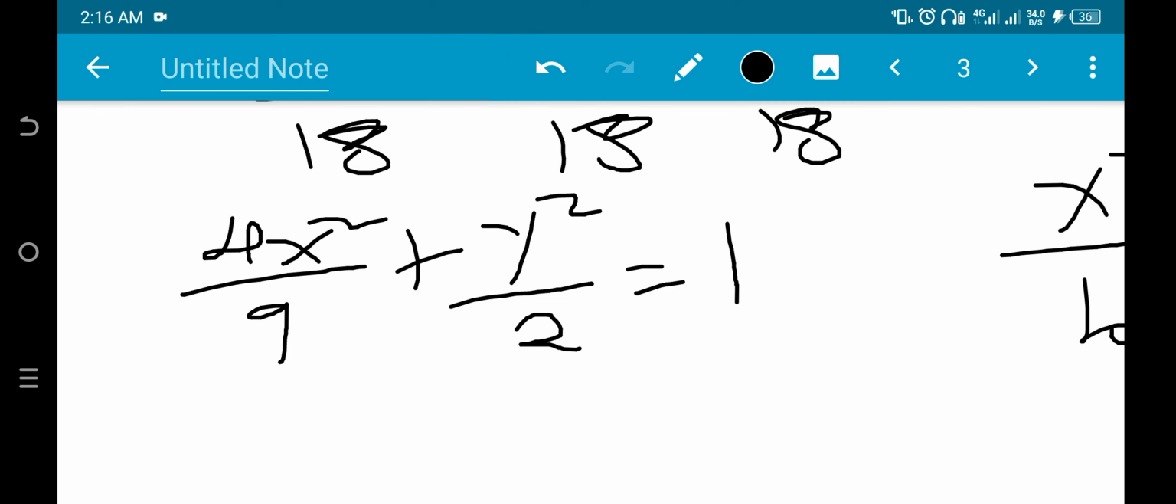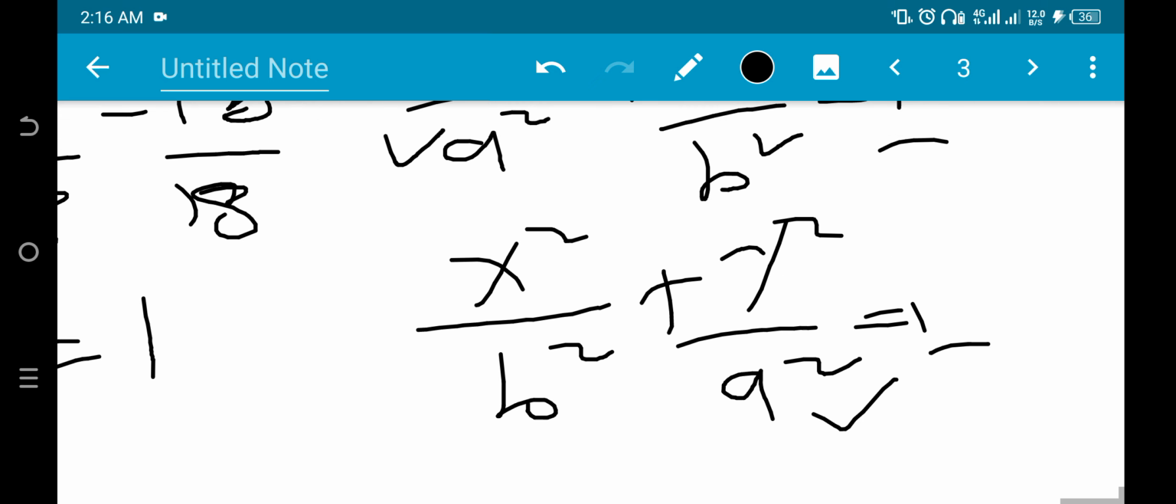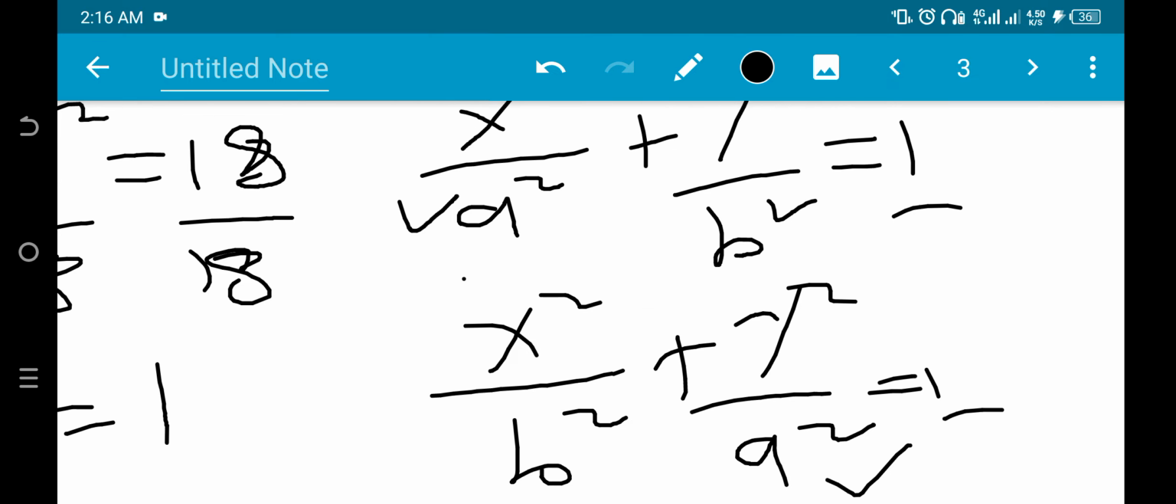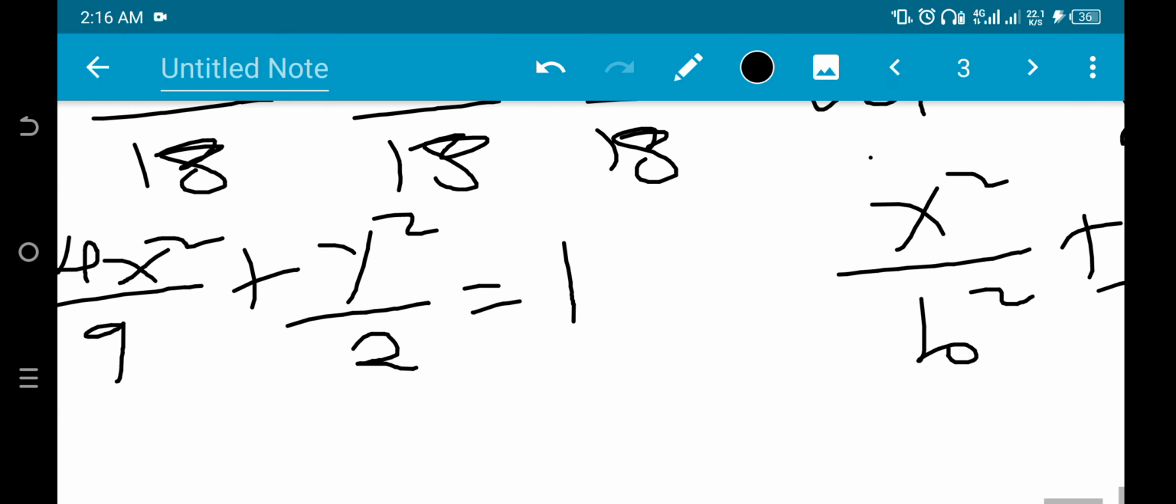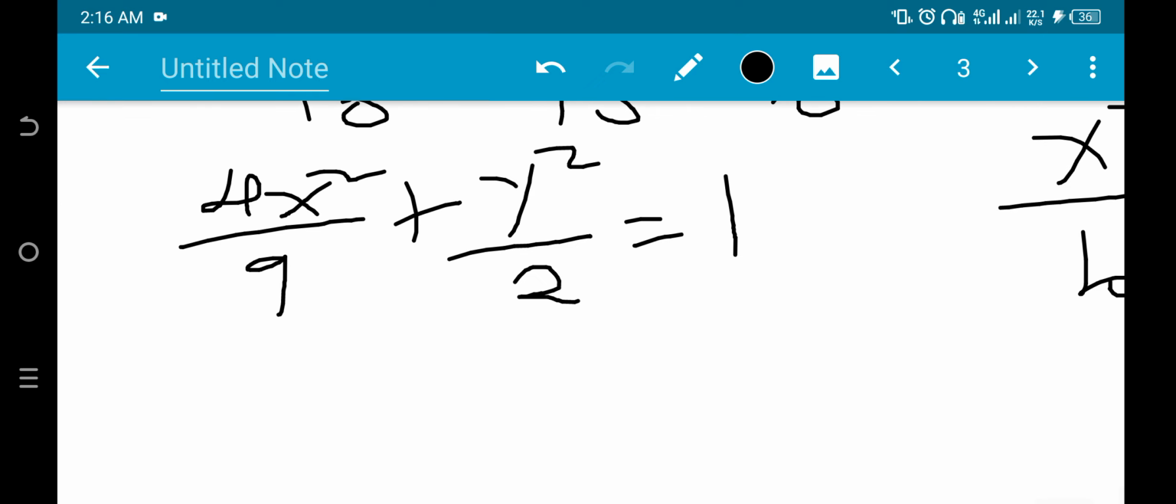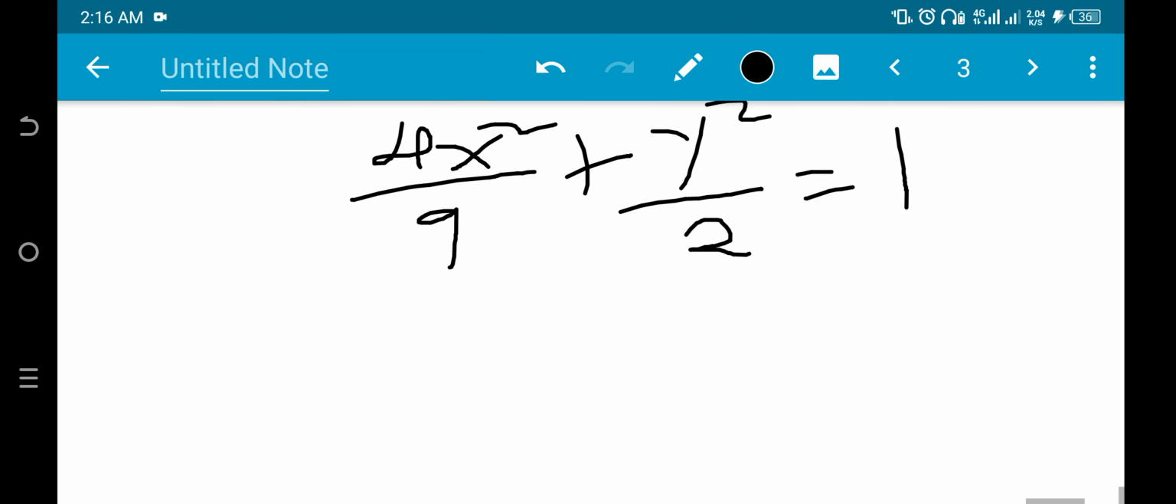So now how do we obtain this pure form where we're just having x squared on top and y squared on top? Because look at this, you're still having 4x squared. So how do you take the 4 to the bottom? I'll show you. Let's say this is the same as 4x squared multiplied by 1 over 9. This is just the same thing.